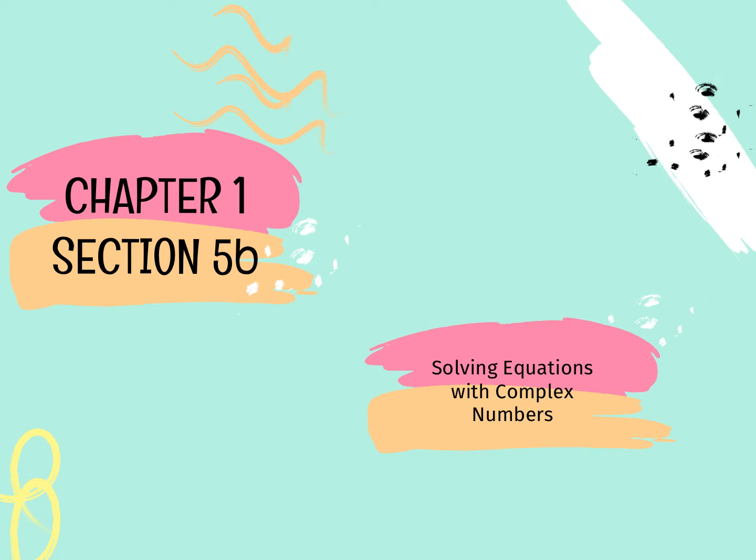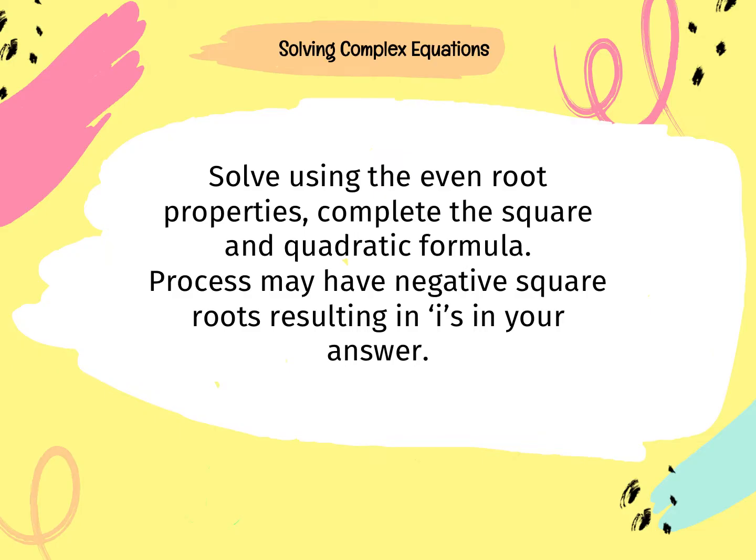So today we're going to finish up section 5. We're going to be solving equations with complex numbers. So what we're going to be doing is solving using the even root, which is also called the square root method, or completing the square and then the quadratic formula. What's going to end up happening is we potentially could get a negative square root, which is going to result in us getting an i in our answer.